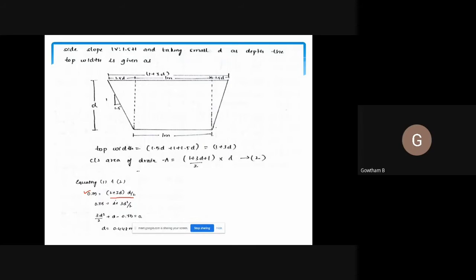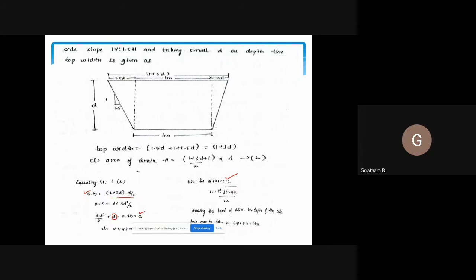So I will just cross multiply and do the things. Finally, I will get the expression as 3D square by 2 plus D minus 0.75 is equal to 0. You just rearrange these terms, cross multiply, take this D by 2 inside. In this expression, only D is the unknown, correct? In order to find D, I'm going to use the quadratic equation formula.